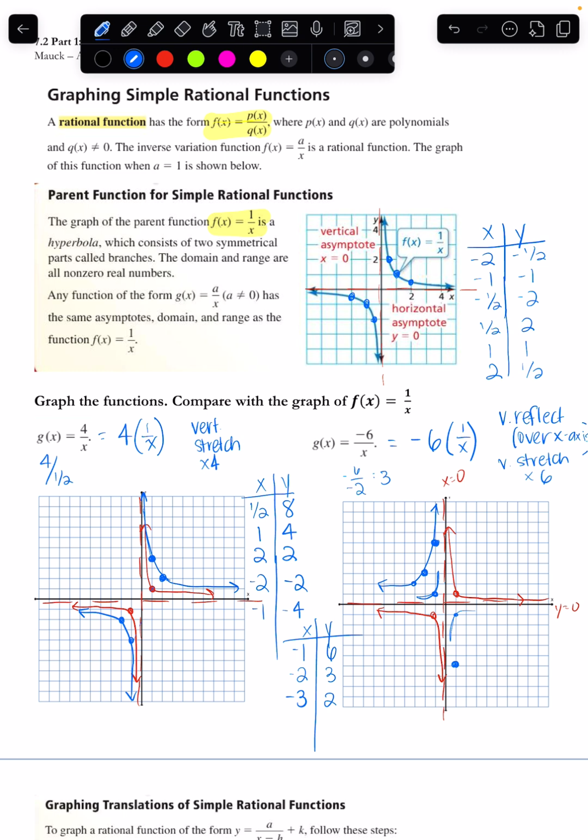Let's put in some positive points. We'll do a +1, +2, +3, and we will get a -6. -6 over 2 is -3. -6 over 3 is -2. So the same shape is happening here, just flipped upside down. So there is our final graph. We'll erase those.